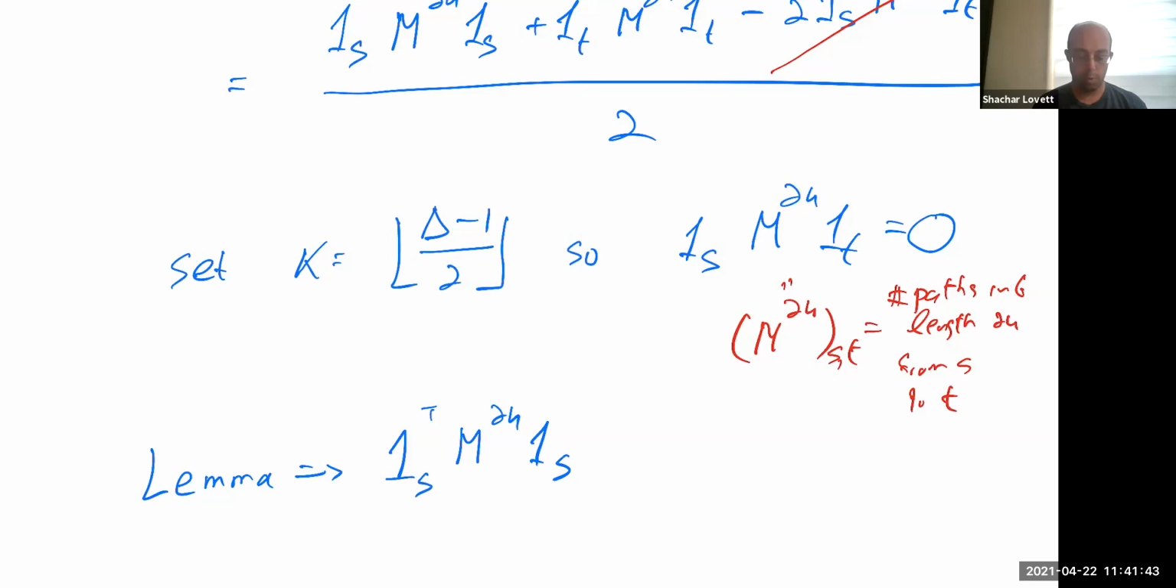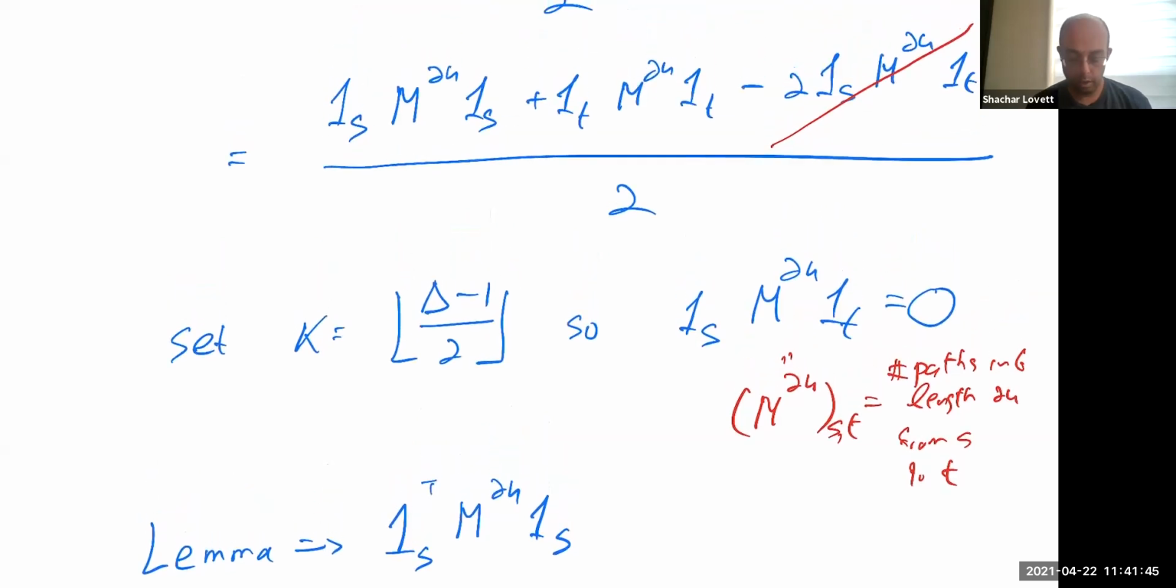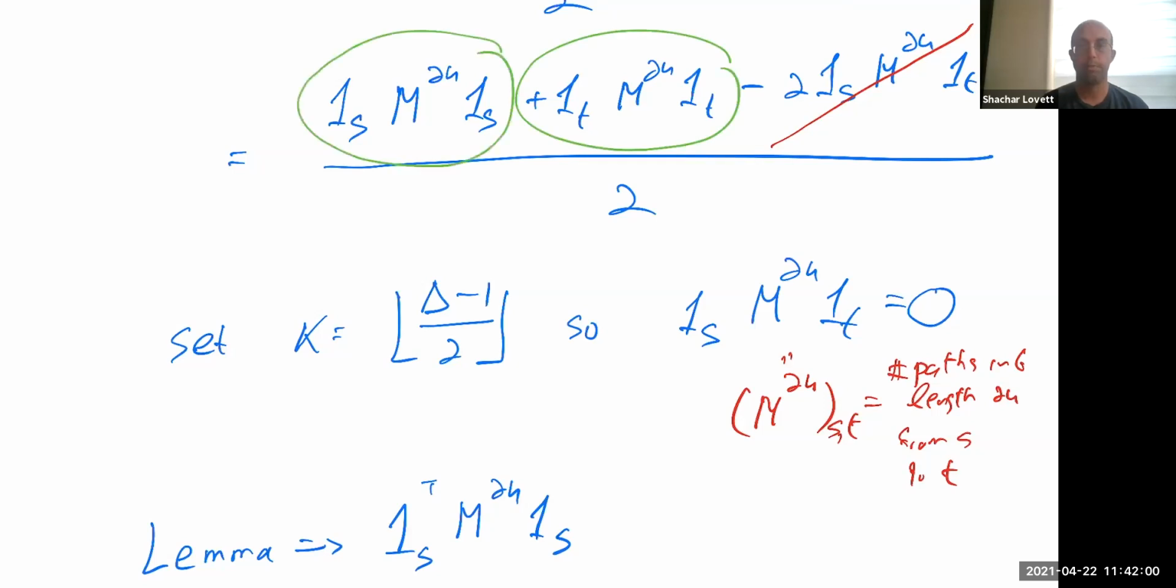So what we did so far is argue that by choosing k small enough so that 2k is less than the minimal path length between S and T, we kill this last term. Now we just have to worry about the first two terms, right? This term and this term.